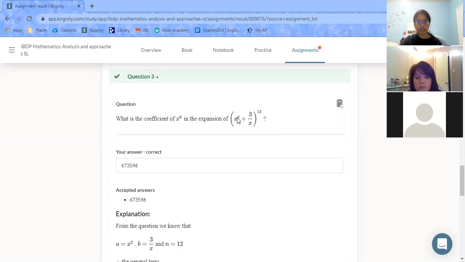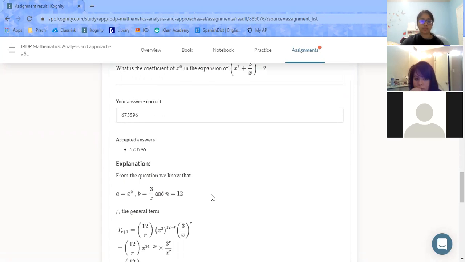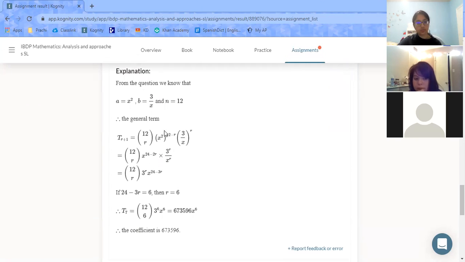Because you would get x to the power of 12 times 3 to the power of 6 over x to the power of 6. So 12 minus 6 would be 6, so you would get x to the power of 6. And then once you get that, you just have to find 12 choose r, so it would be 6, right? So you would find 12 choose 6, and then 3 to the power of 6, because that's the only other number that's there, that's not a variable. And then if you simplify all of this, you get 673,596. So that's your answer, because that's the coefficient of x to the power of 6.